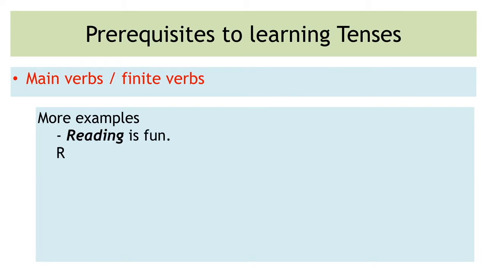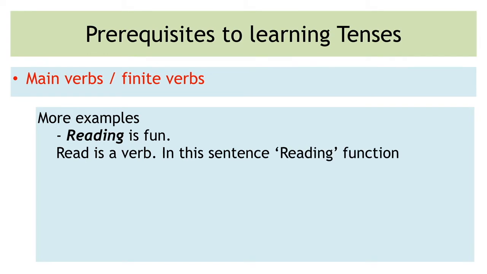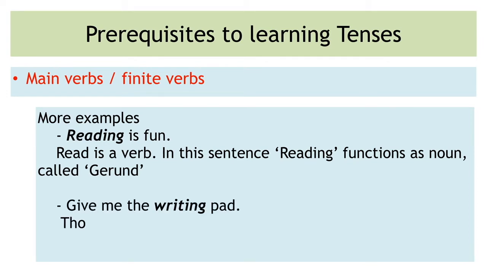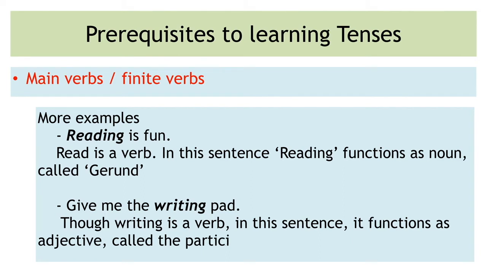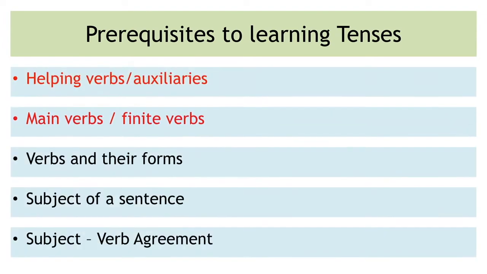Reading is fun. Though read is a verb, in this sentence, reading functions as a noun and is also called a gerund. Give me the writing pad. Here, writing is a verb, but in this sentence, it functions as an adjective and is therefore called the participle. So we have completed main verbs or finite verbs.